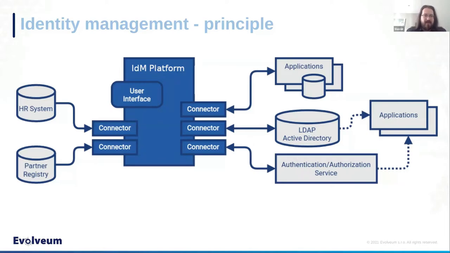So the main principle: from the left, you can see an HR system and some partner registry as our source systems, which are connected to MidPoint. They are connected using a connector, which is just an interface to bridge the HR system or any source system with MidPoint on a technical level, because all of these systems have different APIs, different ways to communicate with them. The connector is a piece of code which does exactly that, just translating from the system's internal language to the MidPoint internal language.